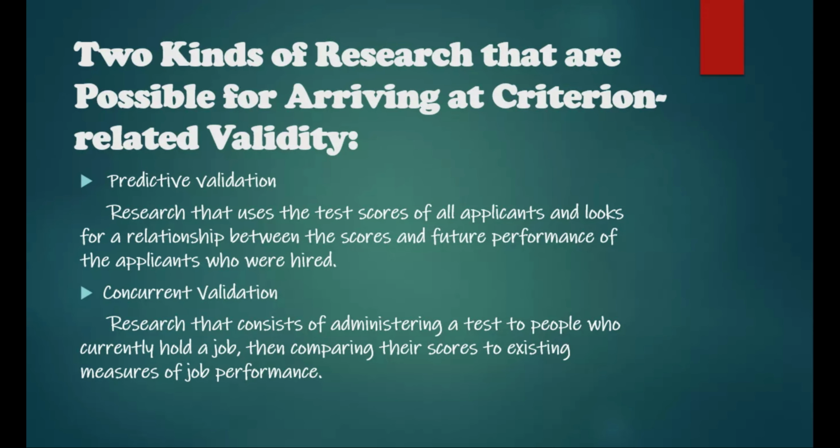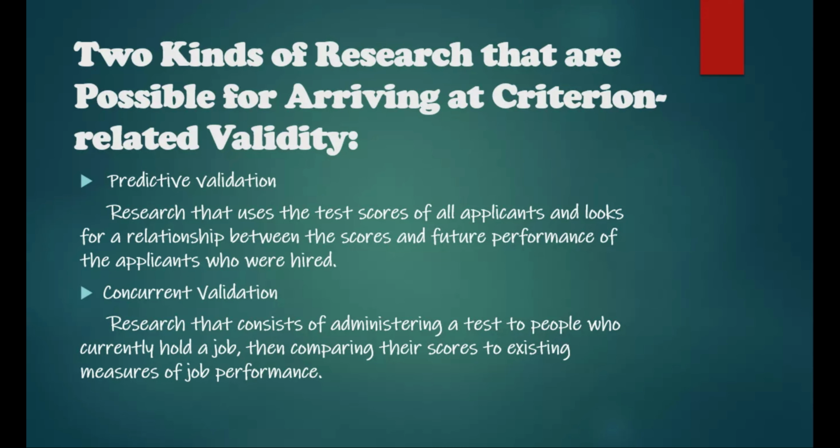There are two kinds of research that are possible for arriving at criterion-related validity. The first one is predictive validation: research that uses the test scores of all applicants and looks for a relationship between the scores and future performance of the applicants who were hired. For instance, the initial performance rating of the candidate will go into analyzing the performance rating from their supervisor to foresee how well the selected candidates can perform and describe how strong a relationship they have.